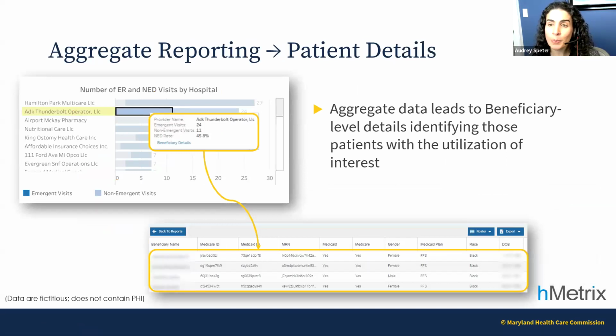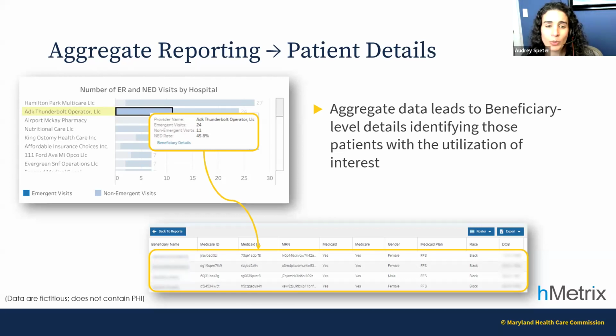Who are the individual patients that are contributing to this data point? Who are the individual patients that have experienced a non-emergent ED visit? I want to know their name. I want to know their demographics. I want to know who they are. Just really put a face with a name type of situation. So this helps users really get underneath that trend of what's going on.